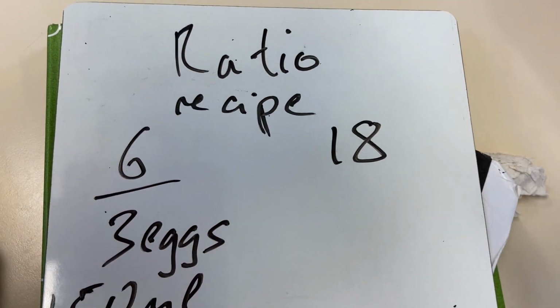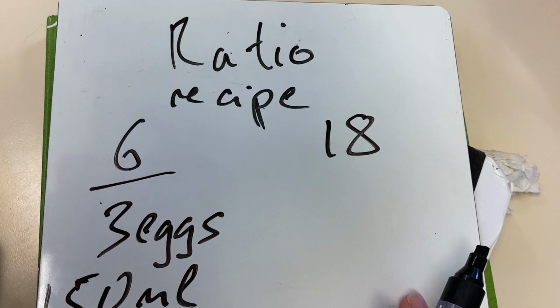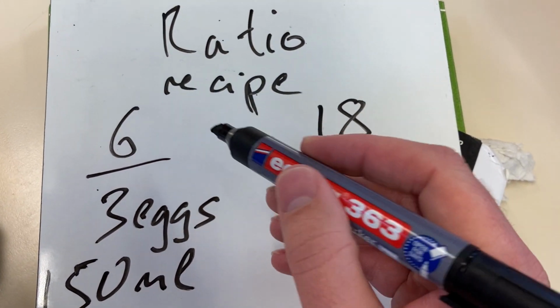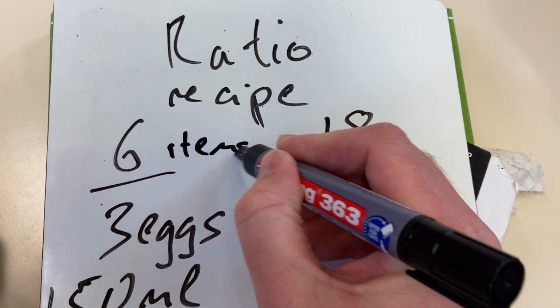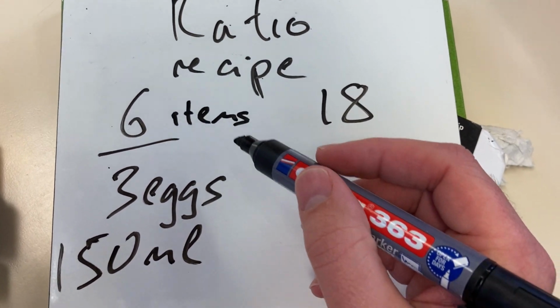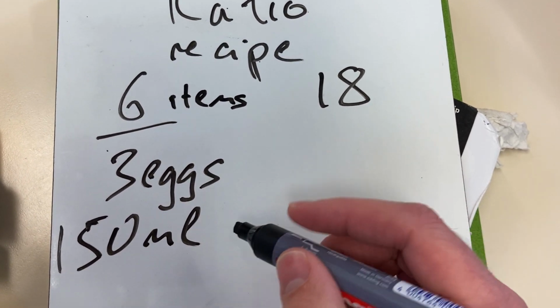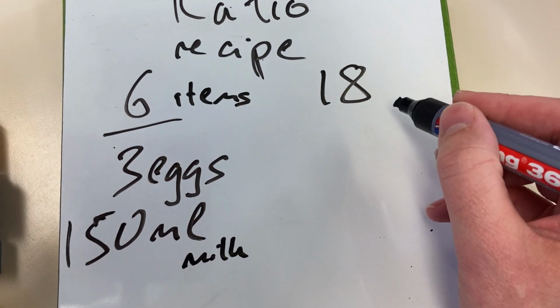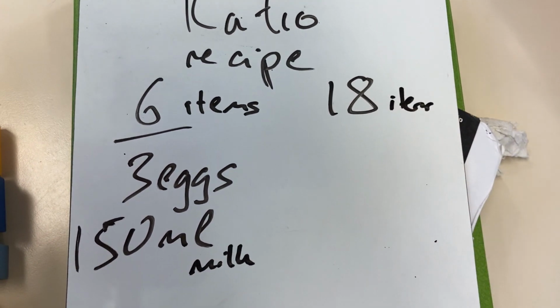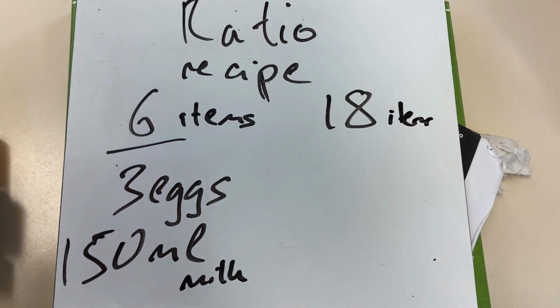We're doing a bit of ratio, say a ratio recipe. My guest presenter is going to help me with this. Say I'm making 6 items, I don't know what they are, and I have a recipe that has 3 eggs and 150 mils of milk, and I want to make 18 of those items. My guest presenters are going to talk me through it. What do I need to do?